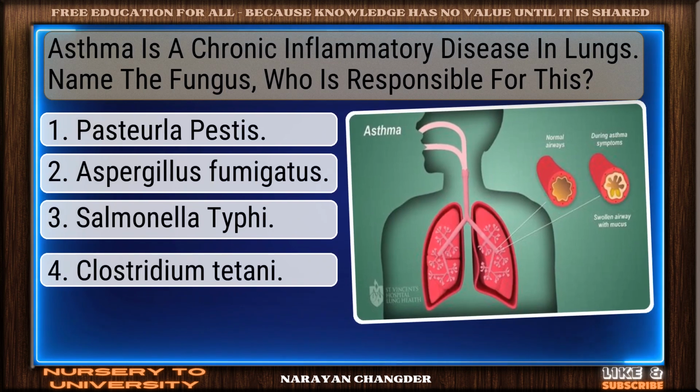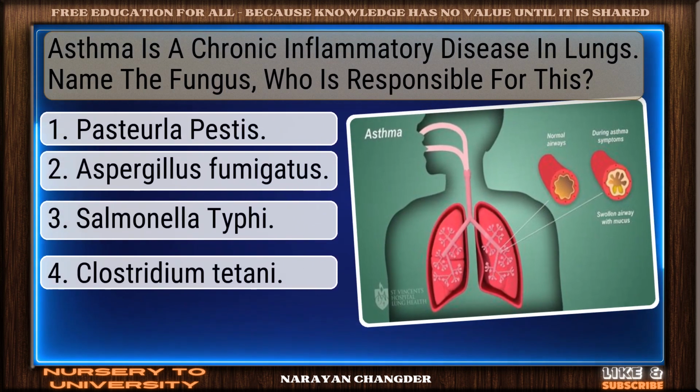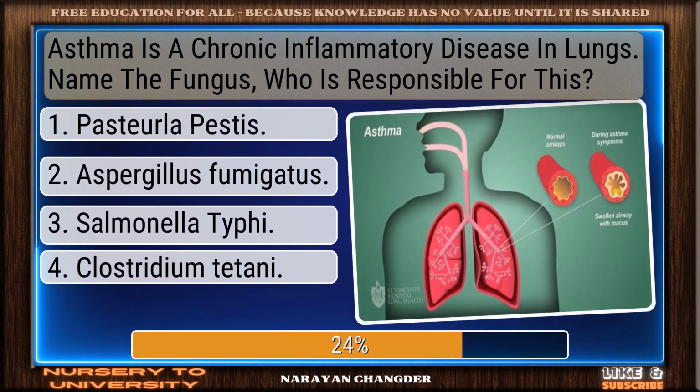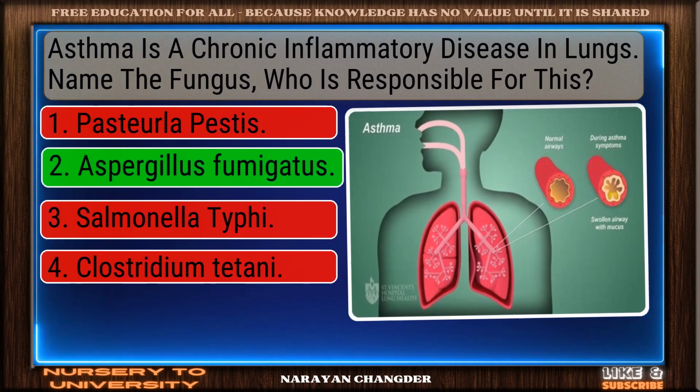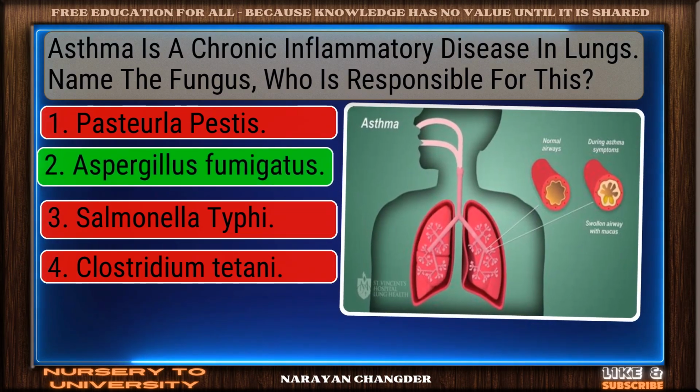Asthma is a chronic inflammatory disease in lungs. Name the fungus who is responsible for this. You got it. Your choice, Aspergillus fumigatus, is right.